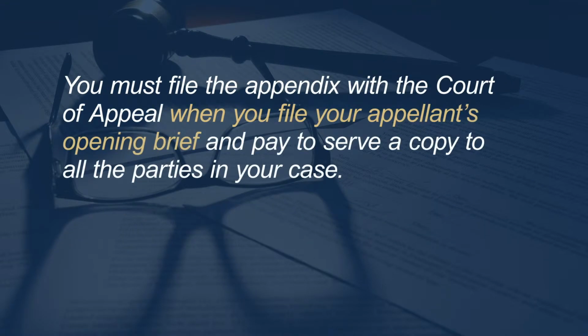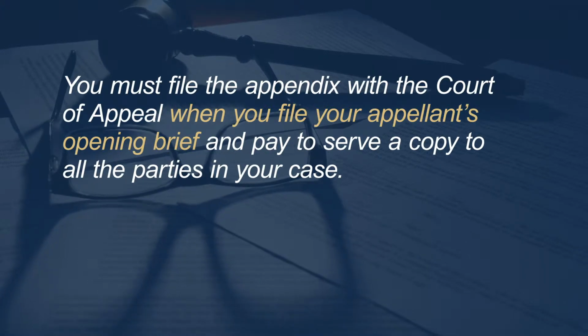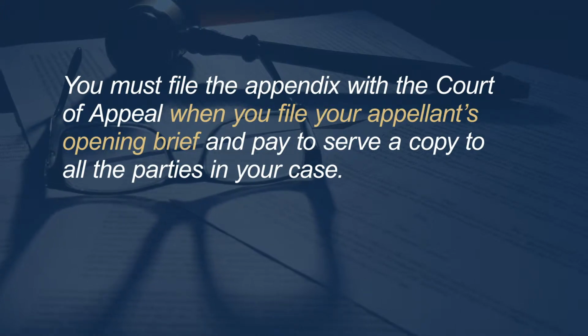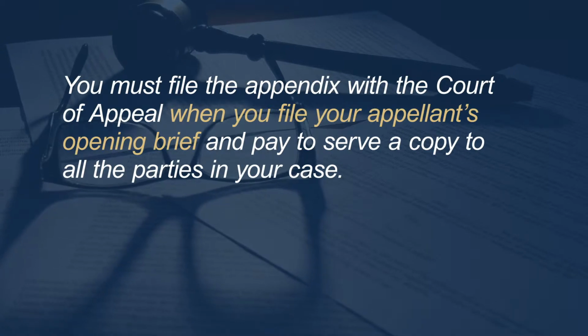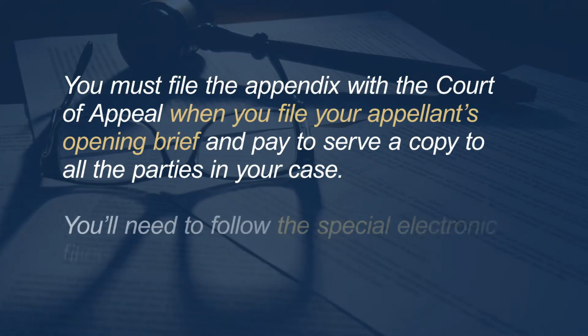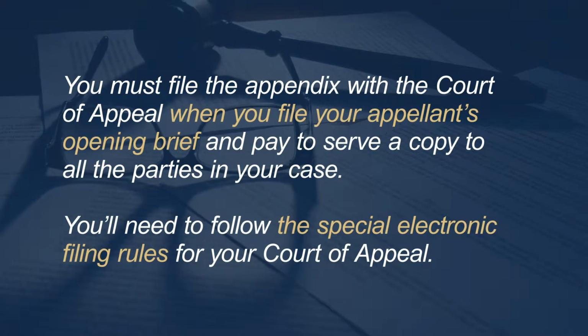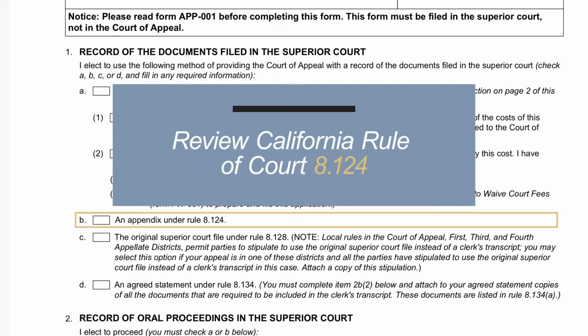Plus, you must file the appendix with the Court of Appeal when you file your appellant's opening brief and pay to serve a copy of the appendix to all the parties in your case. If you do not do everything correctly, the Court of Appeal will reject your appendix and you will have to fix it. If you choose to electronically file an appendix with the court, you'll also need to follow the special electronic filing rules for your Court of Appeal. If you're considering filing an appendix, it's a good idea to review California Rule of Court 8.124, so that you can see all of the requirements.